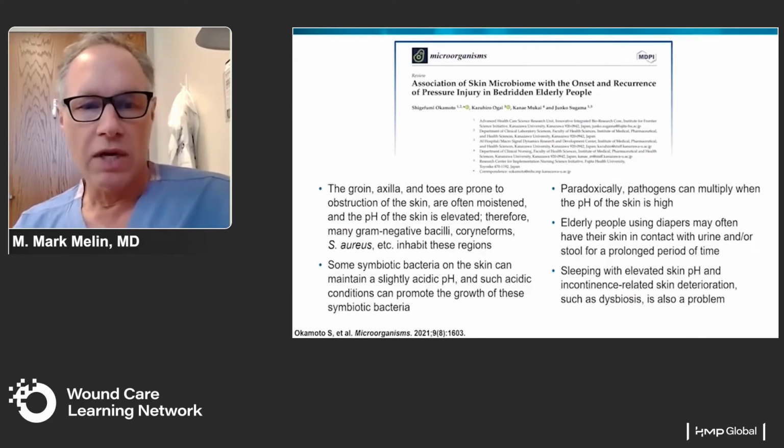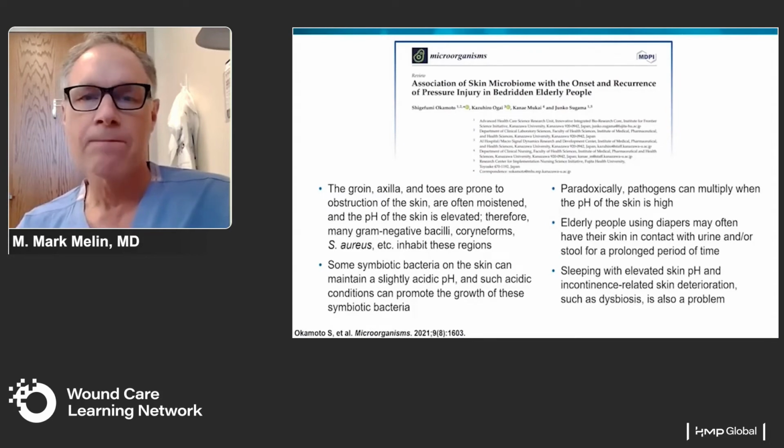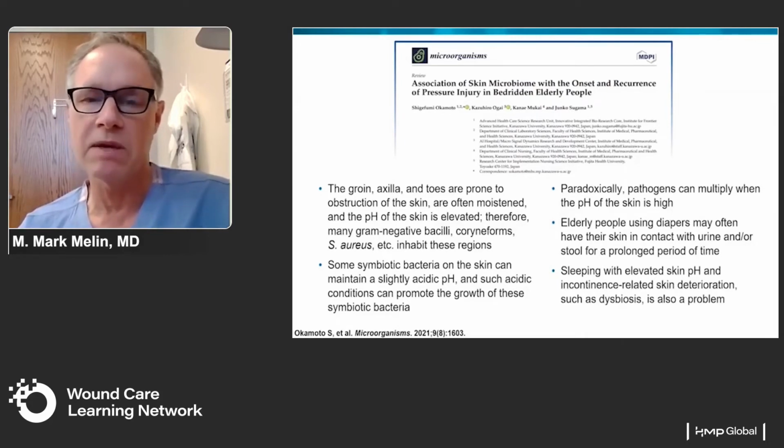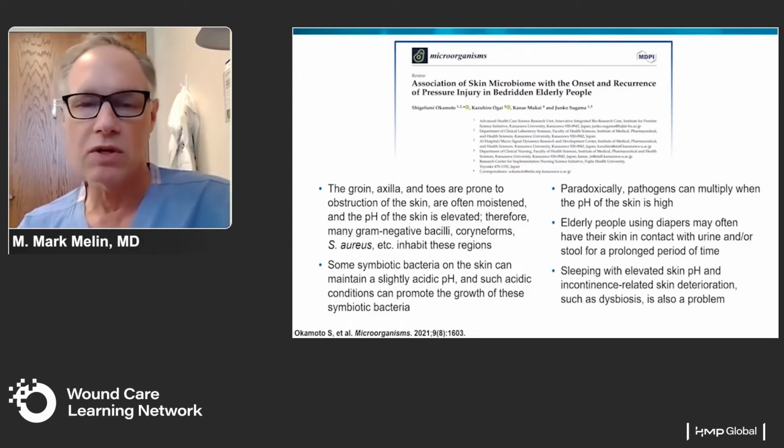As we've talked about, the groin, the axilla, and the toes are oftentimes moist environments. They tend to have an elevated skin pH, especially depending on what bacteria are living in those areas. In our elderly population, especially those who are bedridden, they may be subjected to even worse environments, especially under a diaper where there may be feces, whether solid or liquid, and incontinence with urine.